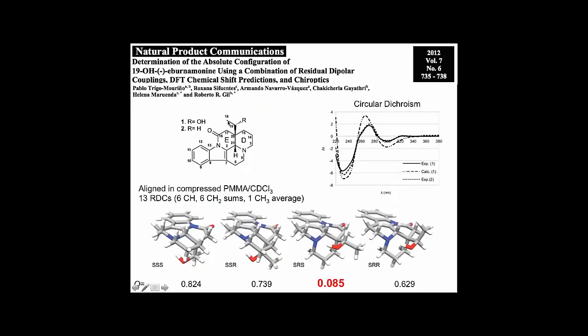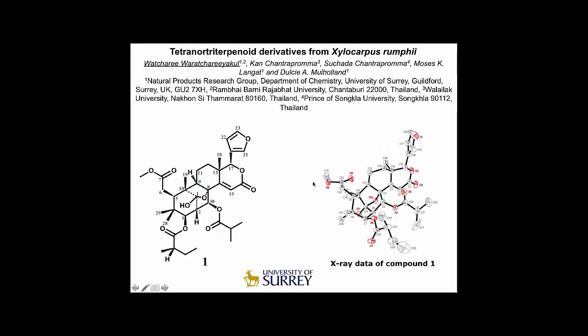This is eburnamonine, an alkaloid from my colleague Elena Maruenda from Peru. She isolated a compound in which the ethyl group was oxidized, and there is an OH group here. There was a quaternary carbon here, so we couldn't get J's, and this was rotating. So we did the same: we collected RDCs, and we got the SRS configuration in one shot. We also determined the absolute configuration by comparing the calculated ECD with the experimental ECD. This is really a beautiful example.